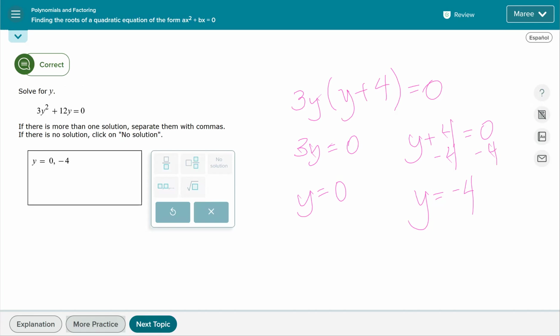Notice that when we factored them, because there was a y all by itself without a plus or minus sign, it's just multiplied by the 3, then y equals 0. And then the y plus 4, we did the opposite sign. So it was a -4.